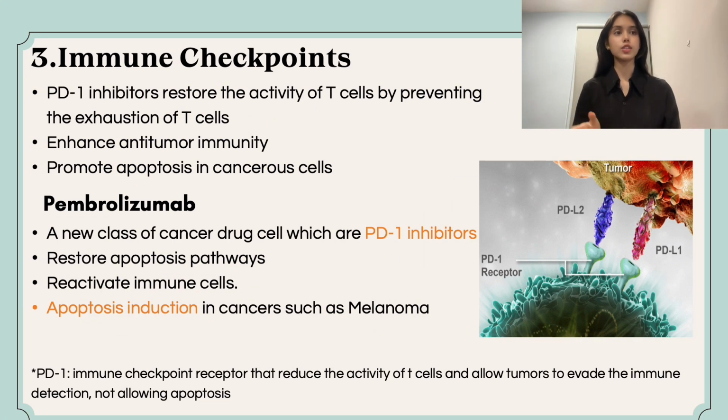PD-1 inhibitors such as pembrolizumab restore T-cell activity and prevent exhaustion, allowing the immune system to recognize and attack cancer cells. These inhibitors enhance immunity by reactivating immune cells and promoting apoptosis in cancer cells. Pembrolizumab induces programmed cell death in cancers like melanoma, helping the immune system eliminate tumor cells and providing significant benefits.